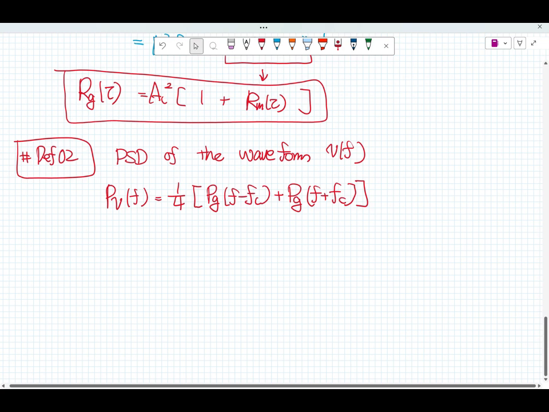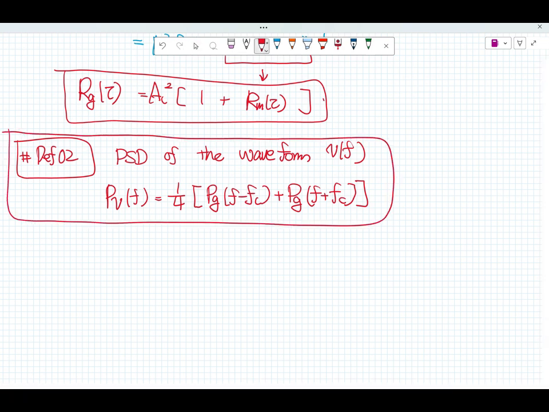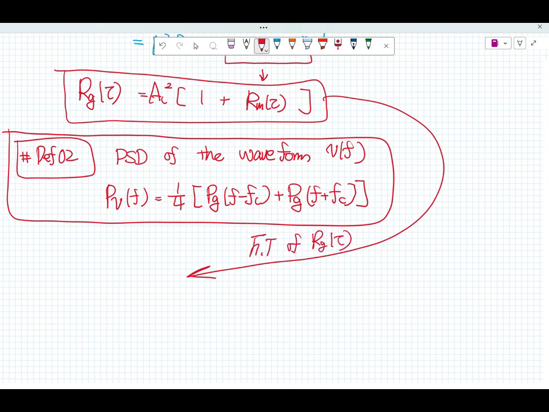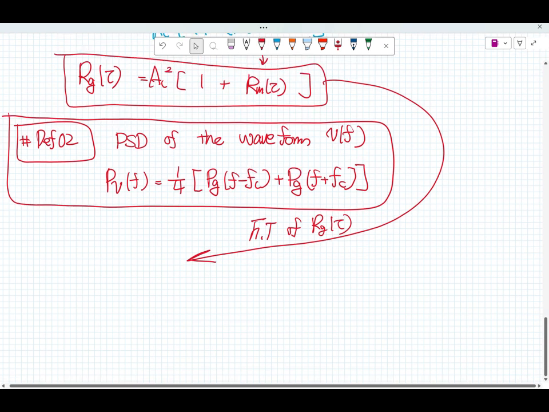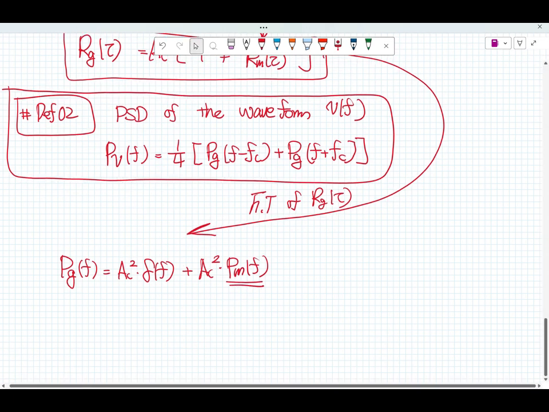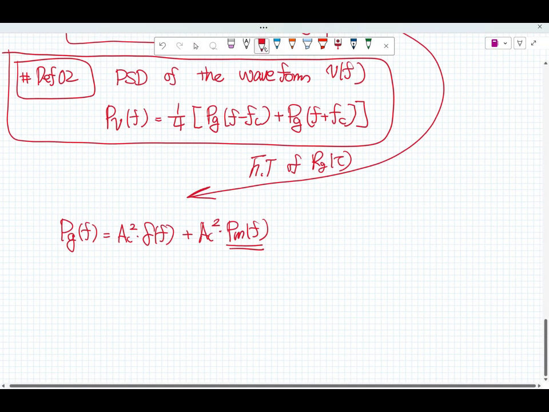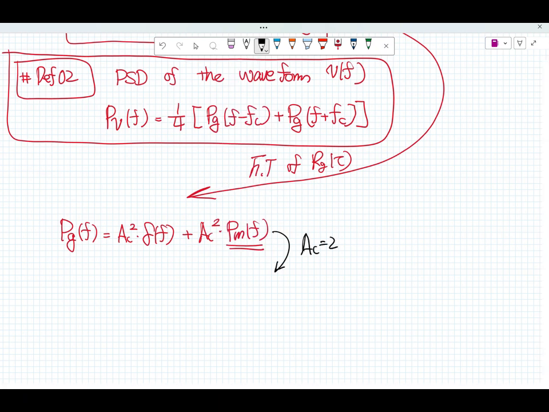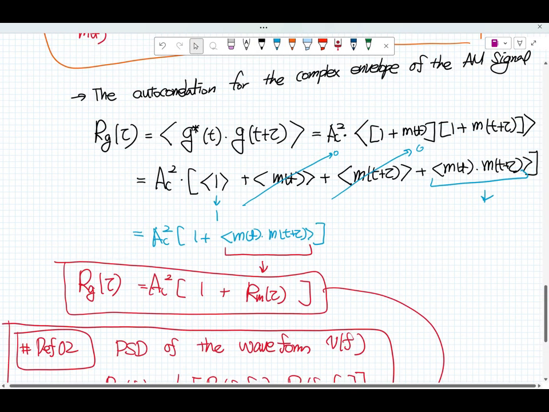Also, just to remind you, if we take the Fourier transform of R sub g of tau, the autocorrelation, P sub g of f is A sub c squared delta of f plus A sub c squared P sub m of f. This is the power spectral density of the modulating signal. We learned this before in the slides, so you can check. From the question, A sub c is given as 2. Go back to here, maybe.